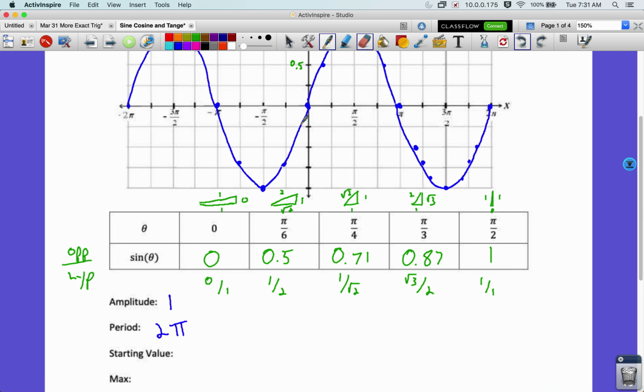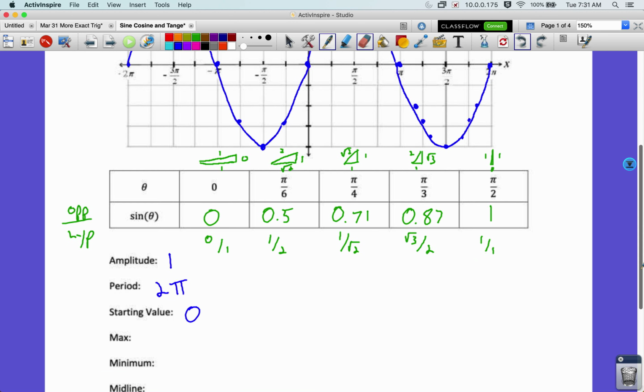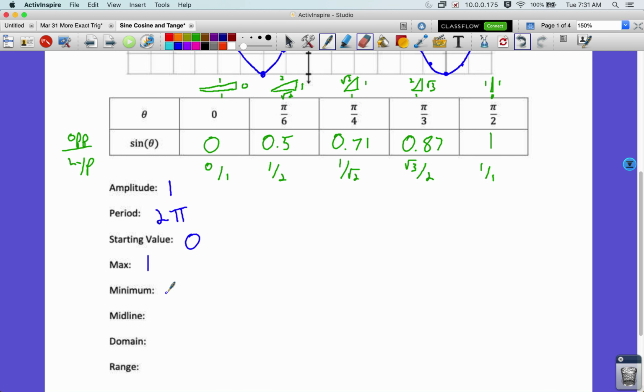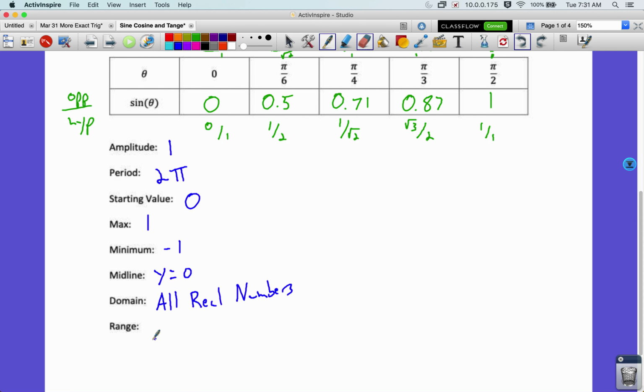Starting value, so when x is 0, sine is 0. The max it reaches is 1, the minimum is -1. The midline is the equation y equals 0. Domain is all real numbers. And the range is -1 is less than or equal to y is less than or equal to 1. We oscillate between those two extremes.